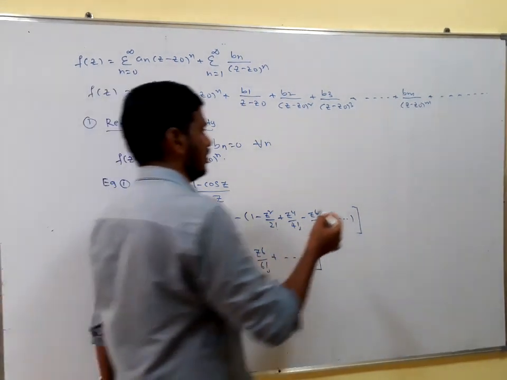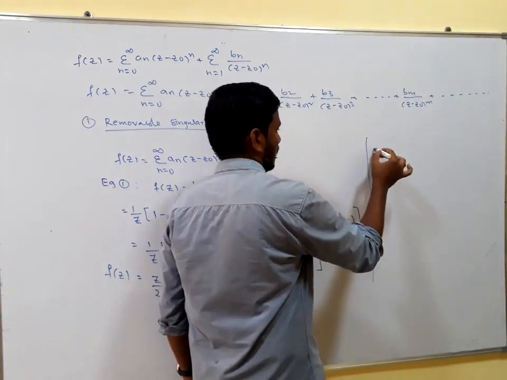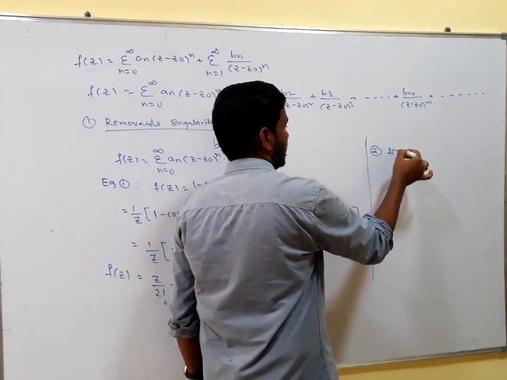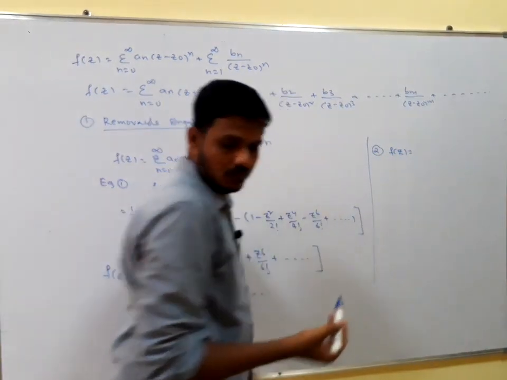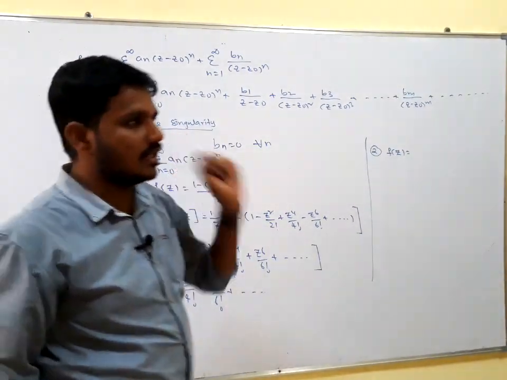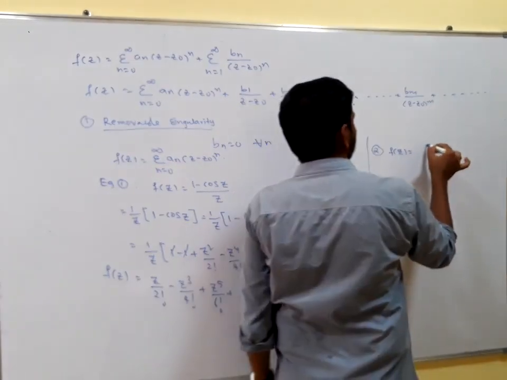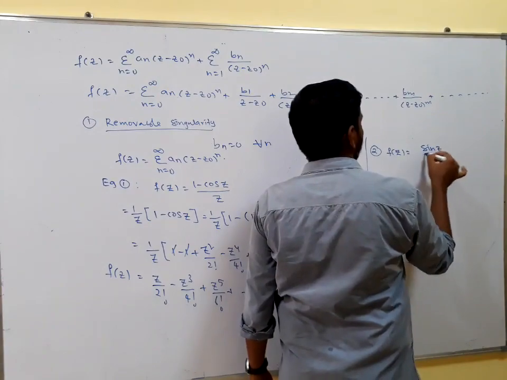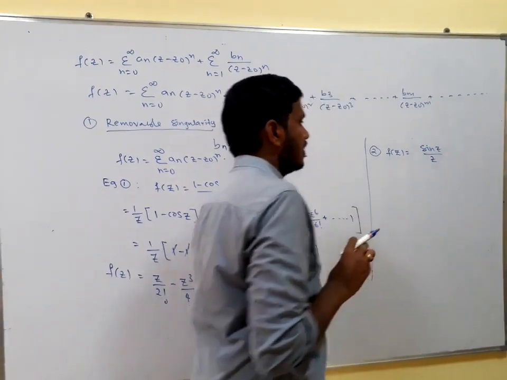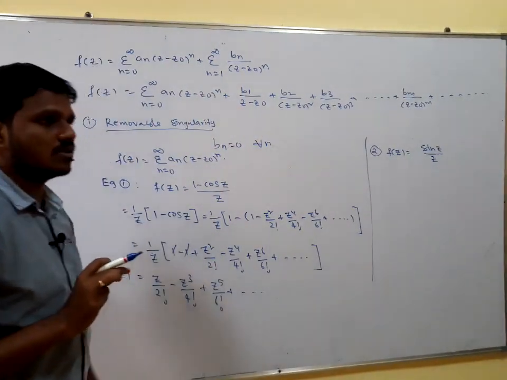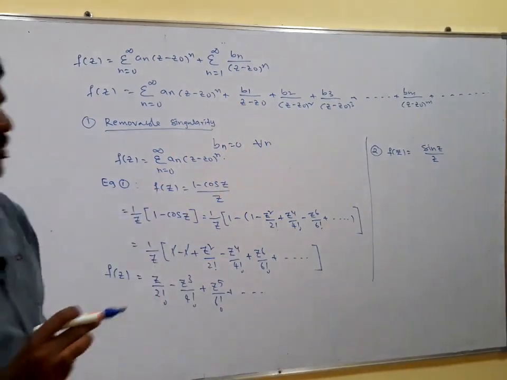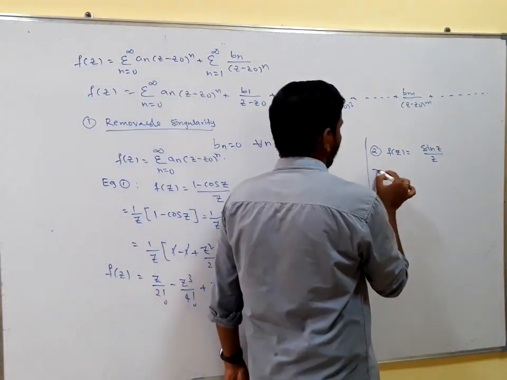Next, one more example we will take here. f of z is equal to sin z divided by z. See this, what is the singular point here? z is equal to 0, not only a singular point, an isolated singular point.